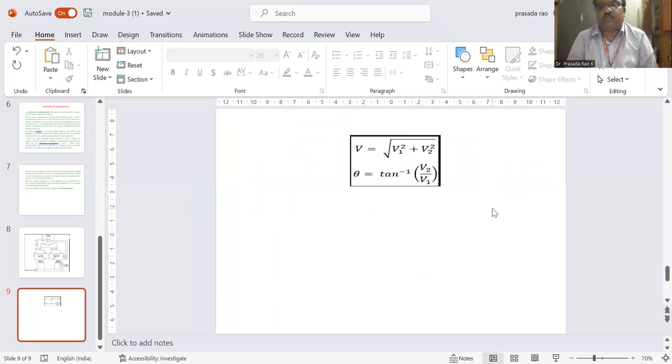by using this formula: V equals square root of V1 squared plus V2 squared, and the phase angle between the two voltages V1 and V2 is measured by using phi equals tan inverse of V2 by V1. And this is about the AC potentiometers, and in the next class we will continue with the next topic.